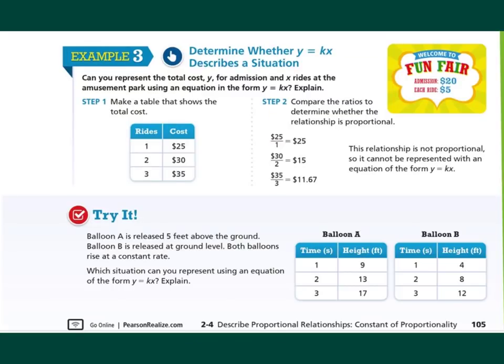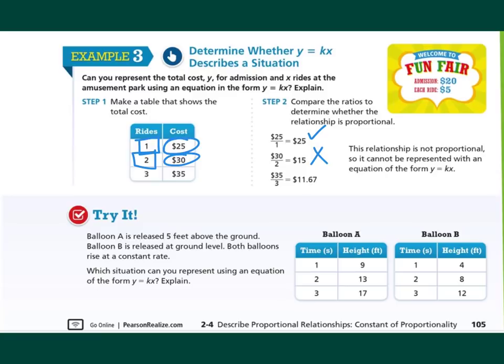To determine if ratios are proportional, all you have to do, if you look at the example up here, they divided the cost, so in this case 25, by the number of rides, 1. That gave them 25. They tried again, 30 divided by 2, and they got 15. Because those ratios are not equal, this would not be proportional.